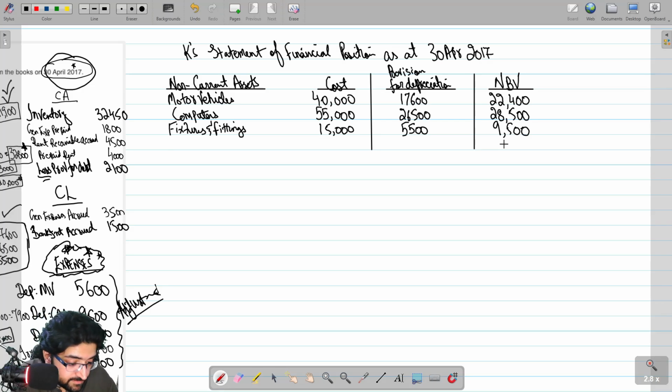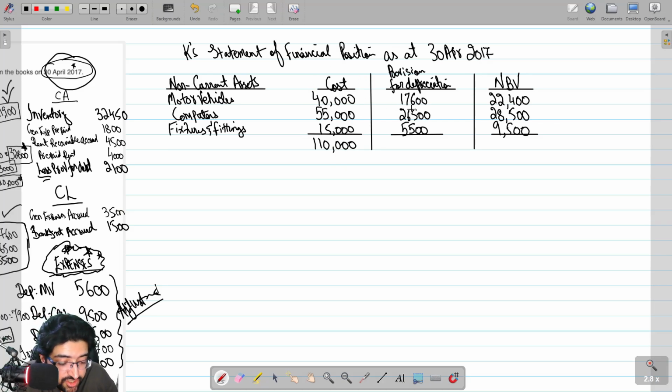So let's do that. You can simply make a line. We total all the columns, but the main column is the net book value column. Okay? But still, sometimes they give you a mark for totaling these other columns as well. So let's total all of these. 40,000 plus 55,000 plus 15,000 is 110,000. Sorry, let me switch to pen. 110,000. The total cost of our assets combined.